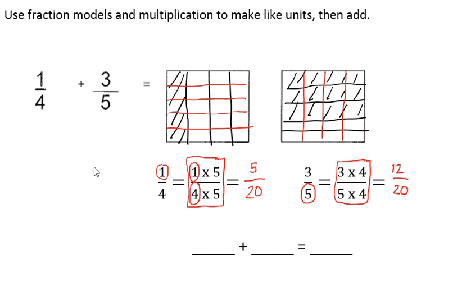So now my problem is 5 20ths plus 12 20ths. 5 plus 12 is 17, and they're all 20ths. So my final answer is 17 20ths.